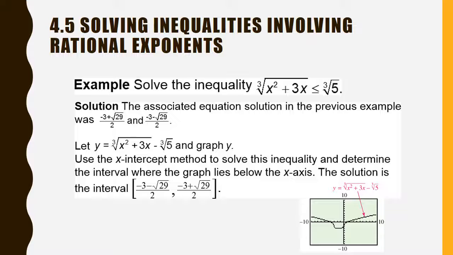The question is, where is this thing going to be less than 0? If you look at the graph, you can see that the graph dips below the x-axis between the two solutions. So the solution is going to be the interval between (-3 - √29)/2 and (-3 + √29)/2.